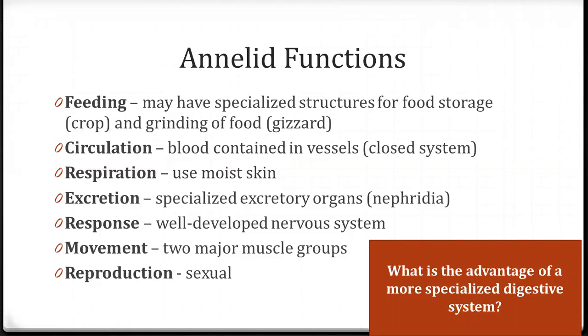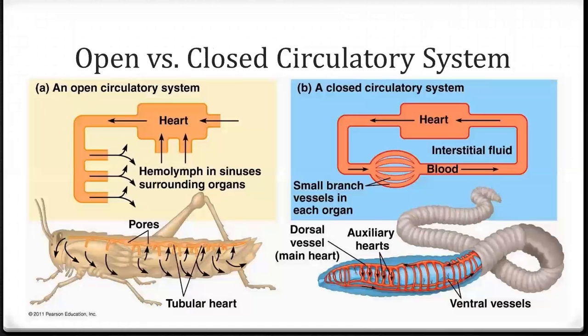Response, well-developed nervous system. Movement, they have two major muscle groups. Reproduction is sexual. This is just a picture of a closed versus open circulatory system. So we'll talk about open tomorrow, later when we talk about arthropods. And then this is a closed system where you have blood vessels and stuff like that. This one, they don't.